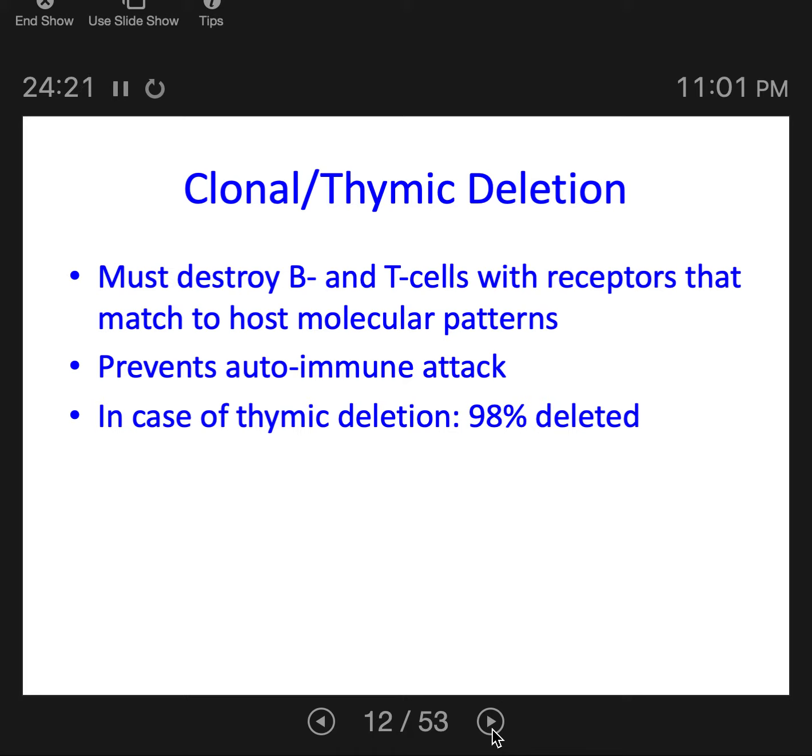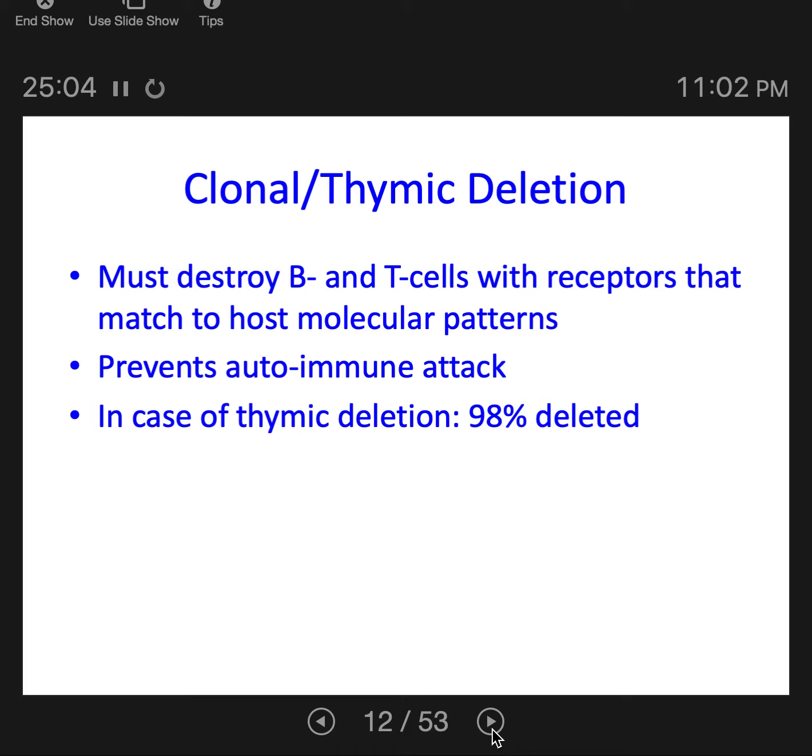There's this important process of generating B and T cells called clonal deletion and thymic deletion. I just told you that your B-cell receptors and your T-cell receptors are randomly generated. What if some of them just happen to bind to molecules that are normal in your body that you need, like proteins on the surface of your own cells? If that happens, your B cells and T cells would start attacking your own body, and that would be called an autoimmune disorder. So to prevent that from happening, your B cells go through clonal deletion and your T cells go through thymic deletion.